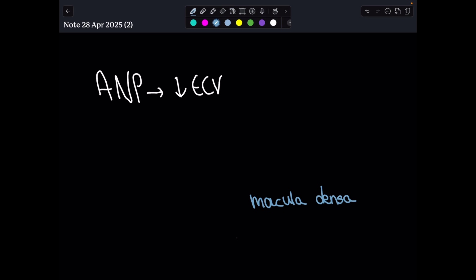Where exactly is the macula densa? The macula densa is a group of specialized cells located in the wall of the distal convoluted tubule, right at the point where it passes close to the glomerulus, near the afferent and efferent arterioles in the kidney's nephron.